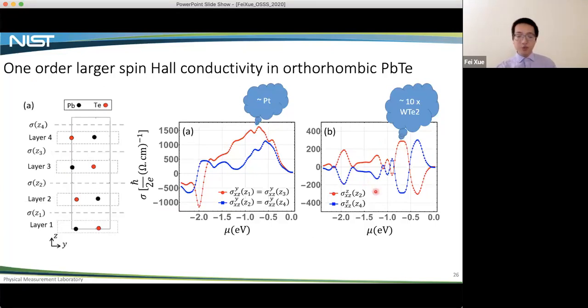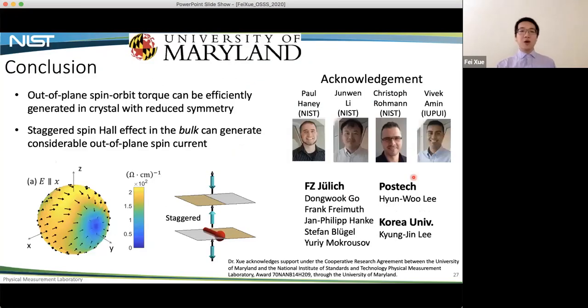And if you want to use the figure of merit spin Hall angle, this is a doped semiconductor, so you can expect quite a large spin Hall angle if you like. So this brings us to our conclusion.